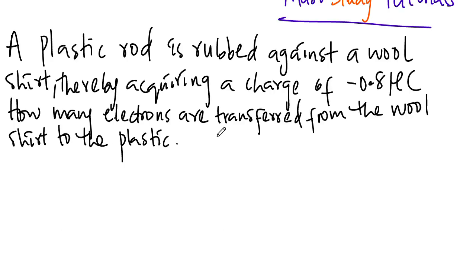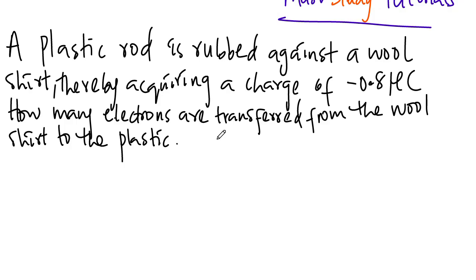Okay, so we have a plastic rod rubbed against a wool shirt, thereby acquiring a charge of negative 0.8 microcoulombs. How many electrons are transferred from the wool shirt to the plastic? This is one of the questions asked in the exercise in the text. So let's solve it together.